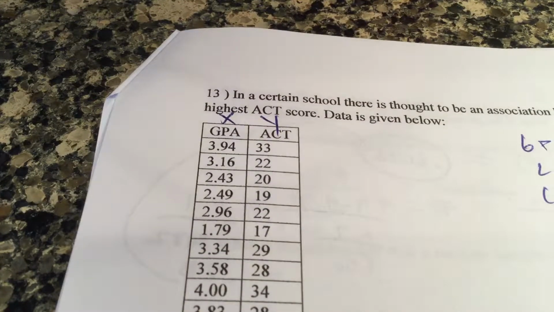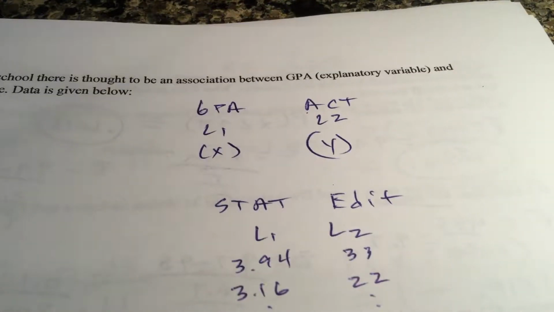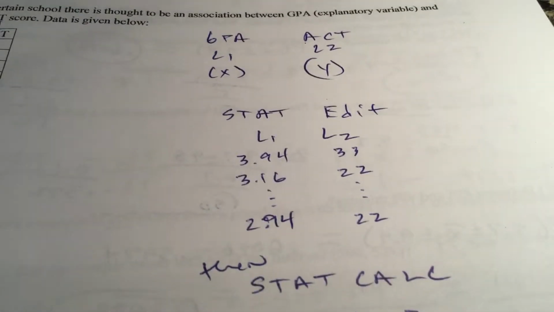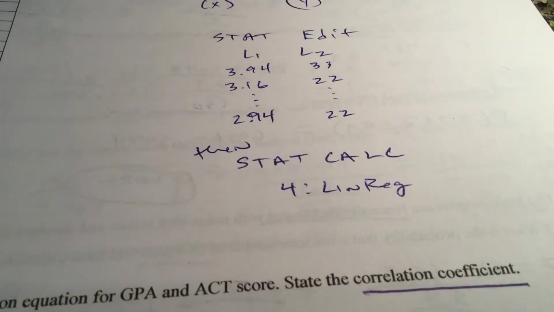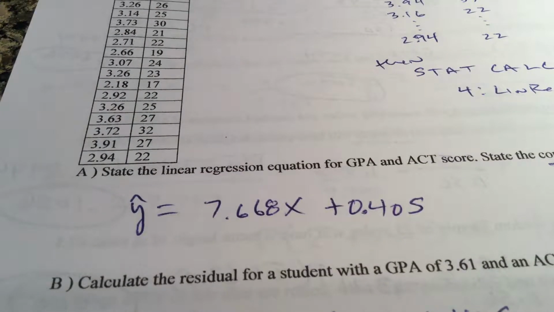Next one, GPA and ACT. So notice I said GPA is the explanatory variable, so that's X, that's Y. GPA list 1, ACT list 2. So you know, stat, edit. Then do stat, calc, and regression. Again, you guys are going to have to know how to type these in. I would expect one of these on your exam.